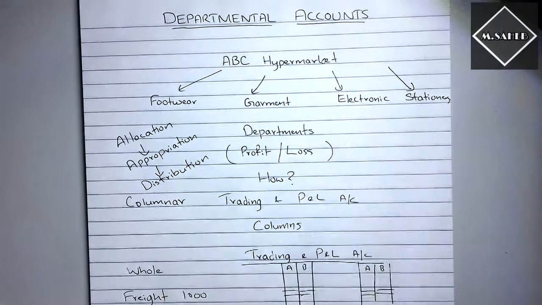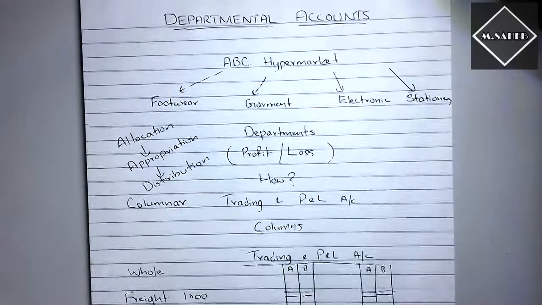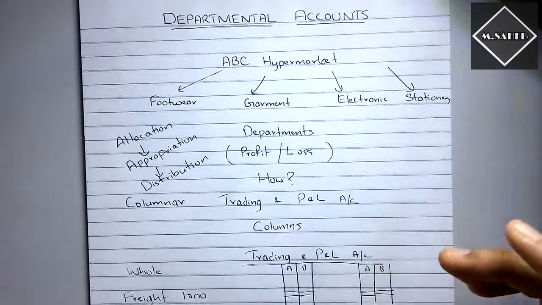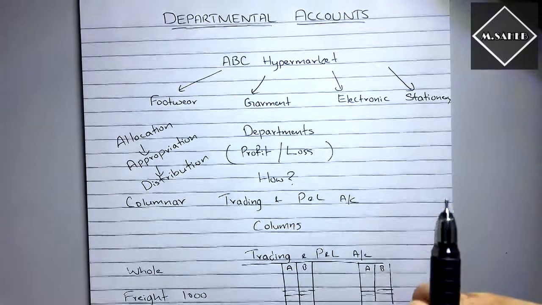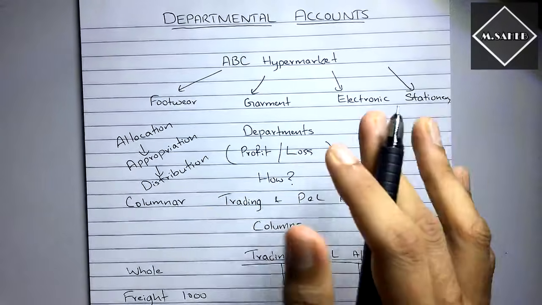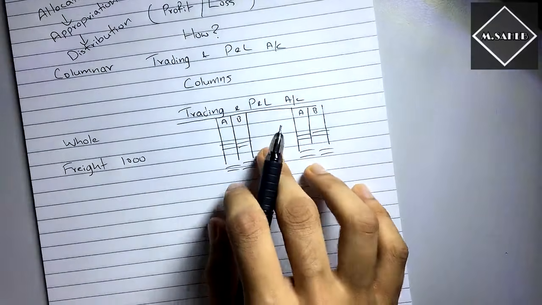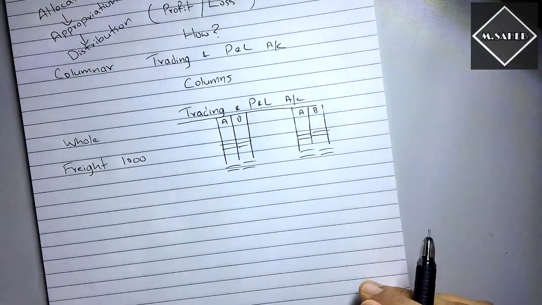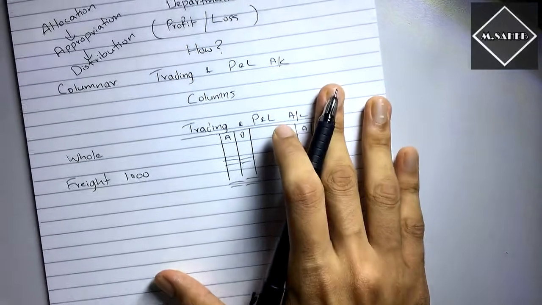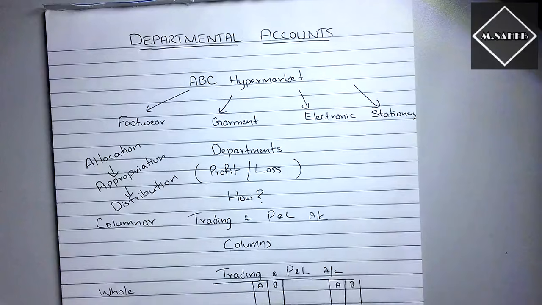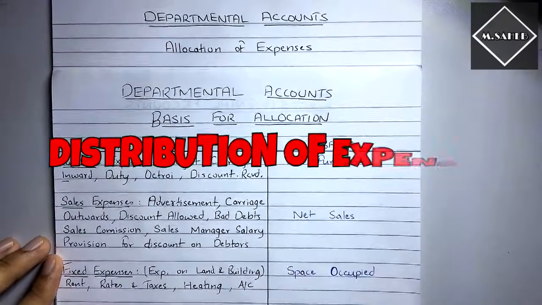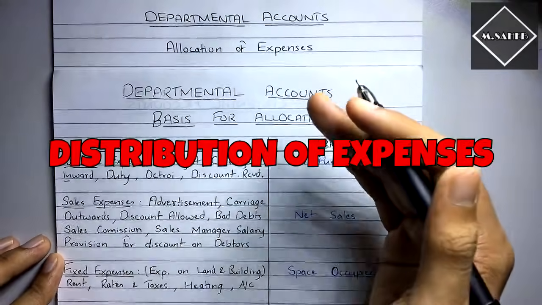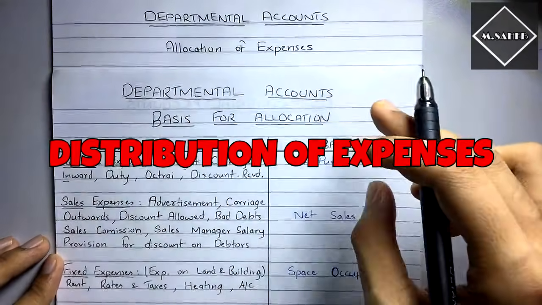All right, don't think this chapter is very tough. No, this chapter is very simple. Just the thing that you need to be careful about is allocation. That's it, because we have been preparing trading and P&L accounts since 11th standard, right? So it's very simple. Now we will see how to do the allocation. Now let's see how to do the allocation of expenses. Okay, how to distribute the expenses among various departments.